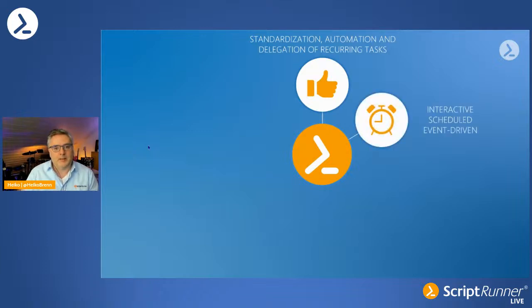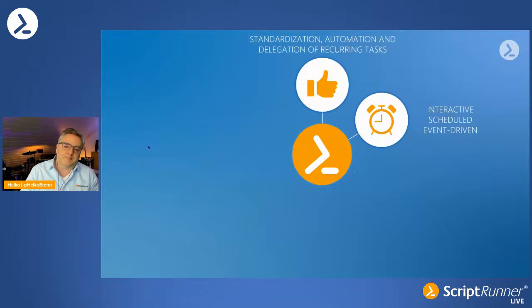And then you might have different scenarios where you say, okay, I have this onboarding process. I would like to delegate this to a junior admin or to a help desk person, or maybe even to a line of business team, which would be a delegation where you have to make sure that everything works according to your standardized procedures, which of course you can ensure with ScriptRunner.